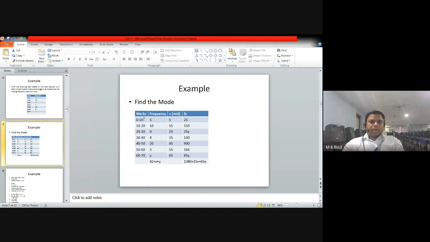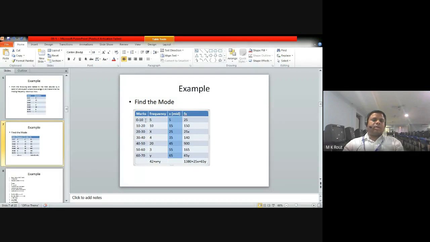That is correct. Here, I have mentioned, because this type of data belongs to continuous series. In case of continuous series, we have to find the mid values, that is the value of x. Then after that you proceed for f into x. I repeat, in case of continuous series, you have to find the mid value first. After calculating the sum of frequency, you proceed for calculating the mid value. From that mid value, you proceed for f into x.